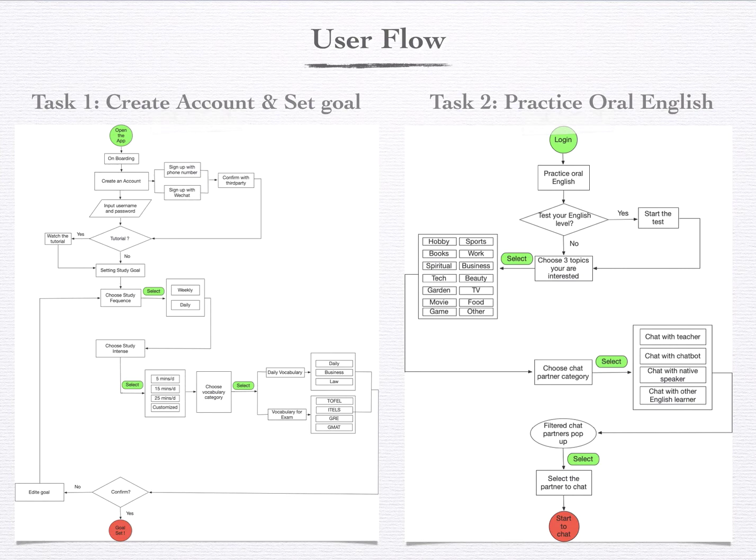In the second task flow, I want the users to practice oral English with desired topics and desired partners. So the steps may include log in, practice oral English, decide whether to test their English level, choose the desired topics to chat, select the language partner category, select a language partner, and start to chat. That is the last step.